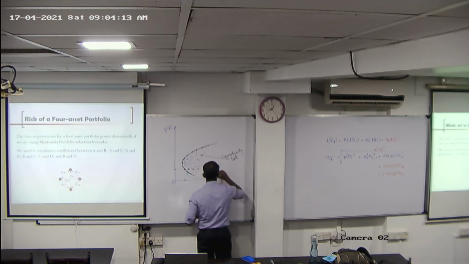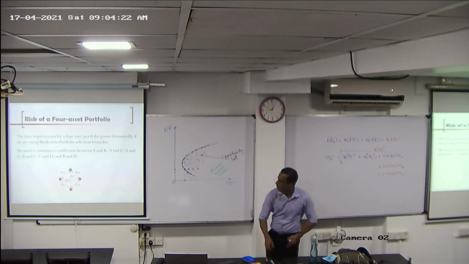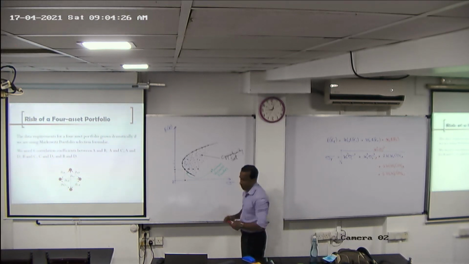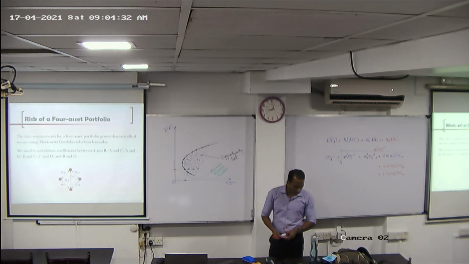Minimum variance frontier. Right? So minimum variance frontier, as the term implies, portfolios on this curve have the lowest risk for a given level of return. It has the lowest risk.